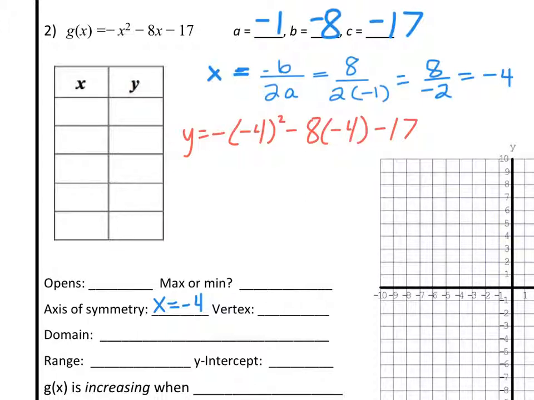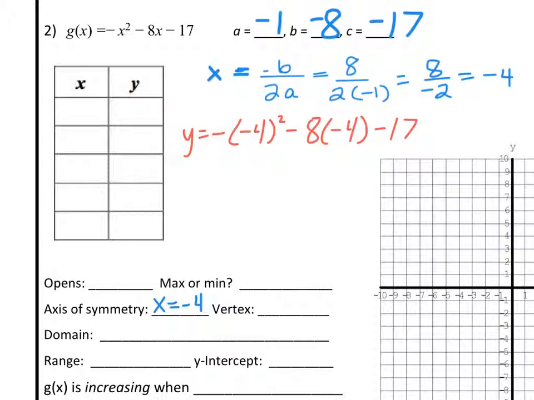Minus 8 times -4 in parentheses minus 17. But that negative sign at the front does have to be a negative sign. It can't be a subtraction sign. These are subtraction signs. Notice the difference? They'll be like little dashes.